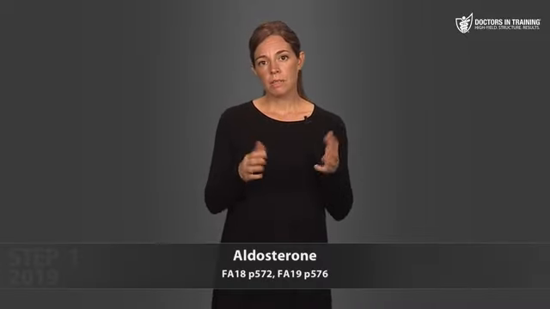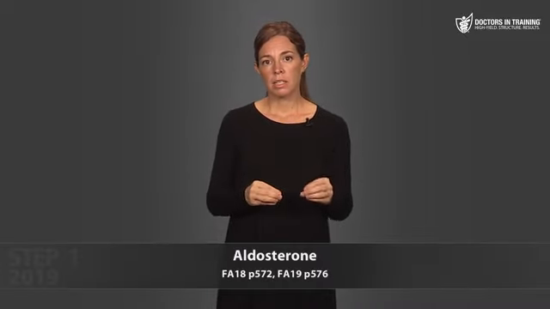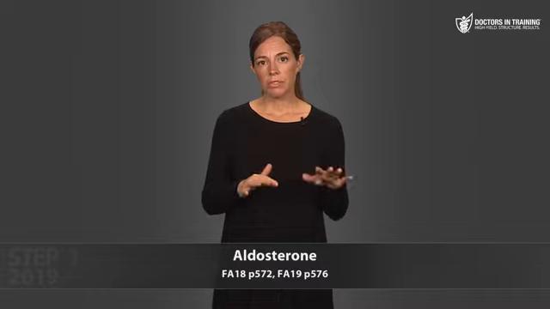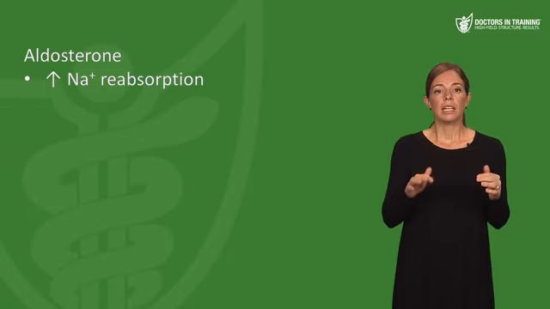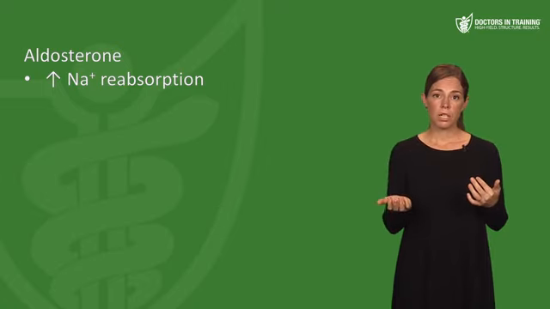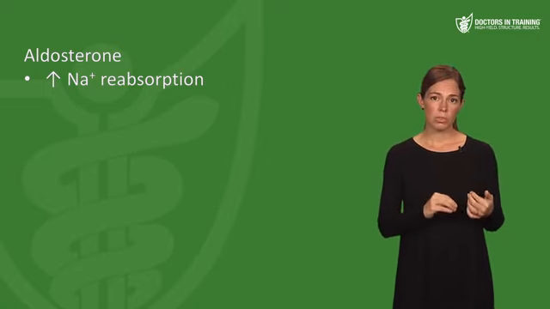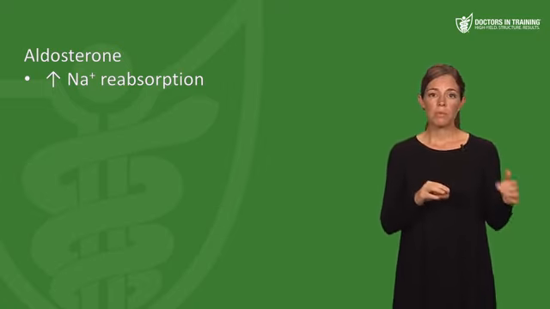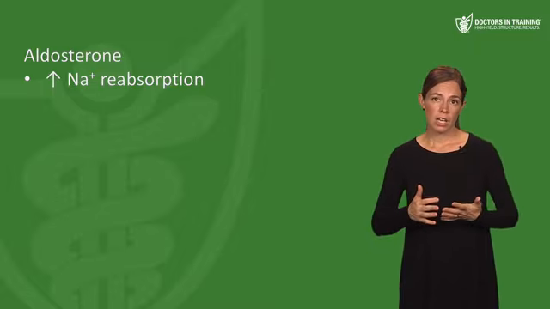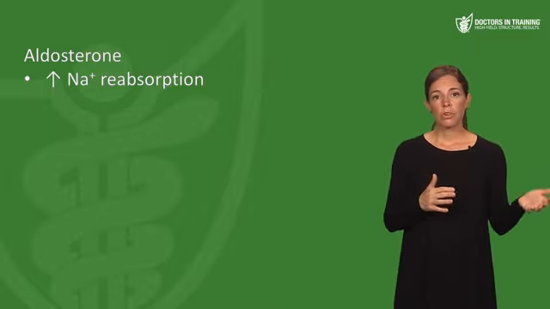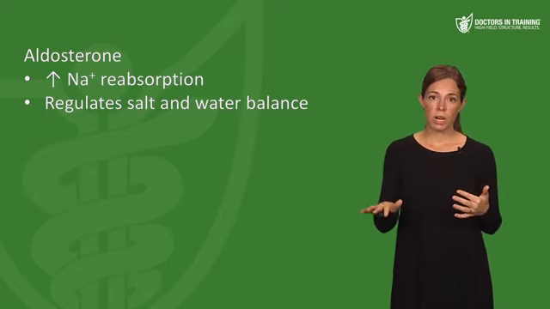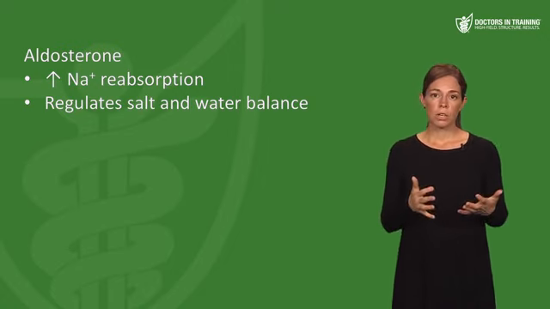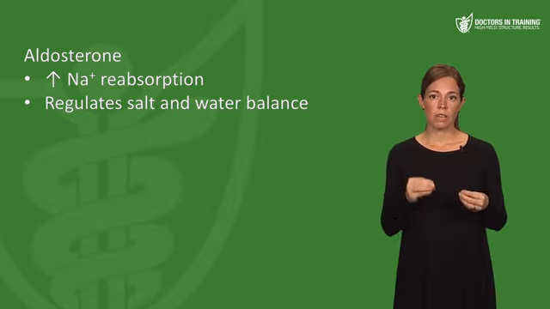So aldosterone is the main mineralocorticoid in our bodies. Its main job is to regulate levels of sodium and potassium, and it does this via a couple of key actions. It increases sodium reabsorption at the principal cells and collecting tubules of the kidney. And when sodium is reabsorbed, water follows the osmotic pressure. And aldosterone also regulates salt and water balance in the sweat glands and in the GI tract. So reabsorption of sodium and water are important actions of aldosterone.